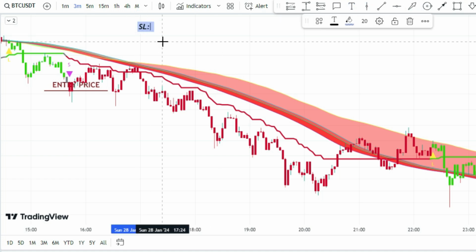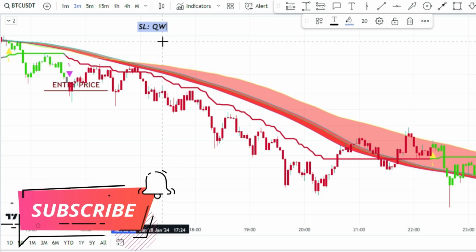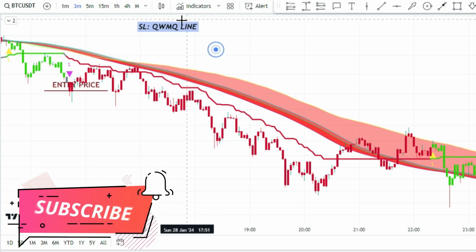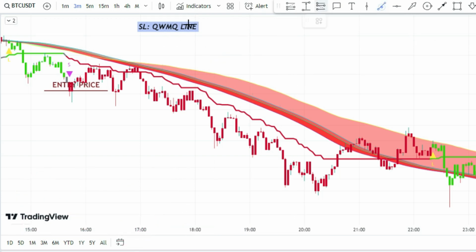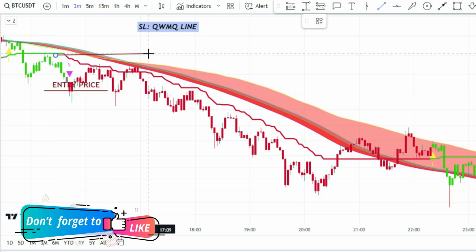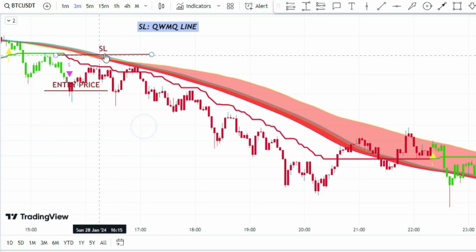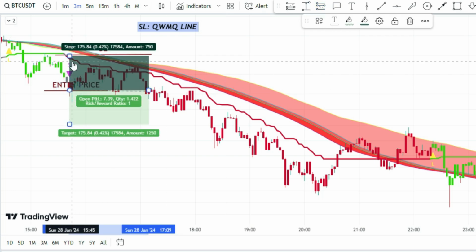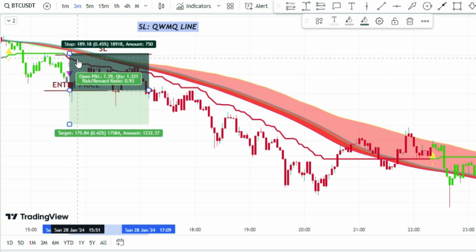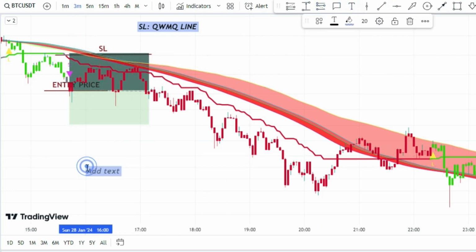Place your stop loss just a tad above the line of the refined QWMA indicator. Then aim for a target that's 1.5 times the risk you're taking on.